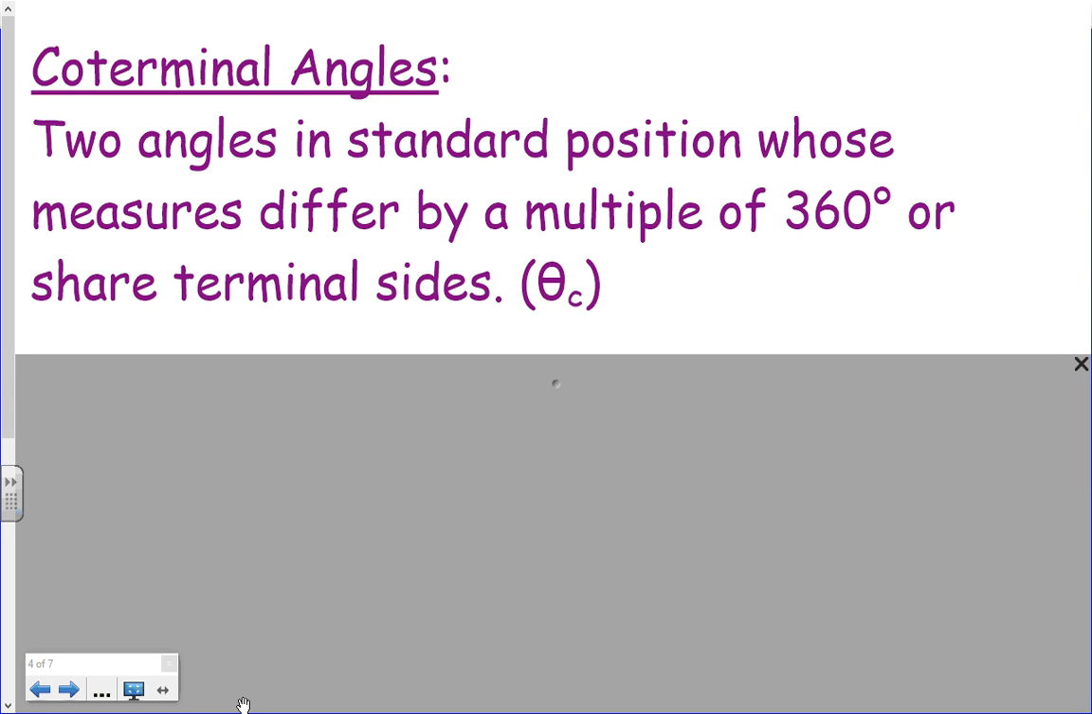If you think about it in terms of measures differing by a multiple of 360, that's kind of an algebraic way I could write this down. If I think about it in terms of the terminal side, that's more of a graphical or visual representation. And the name that we'll use to describe this will be theta sub c. Theta sub c will be a coterminal angle to angle theta.